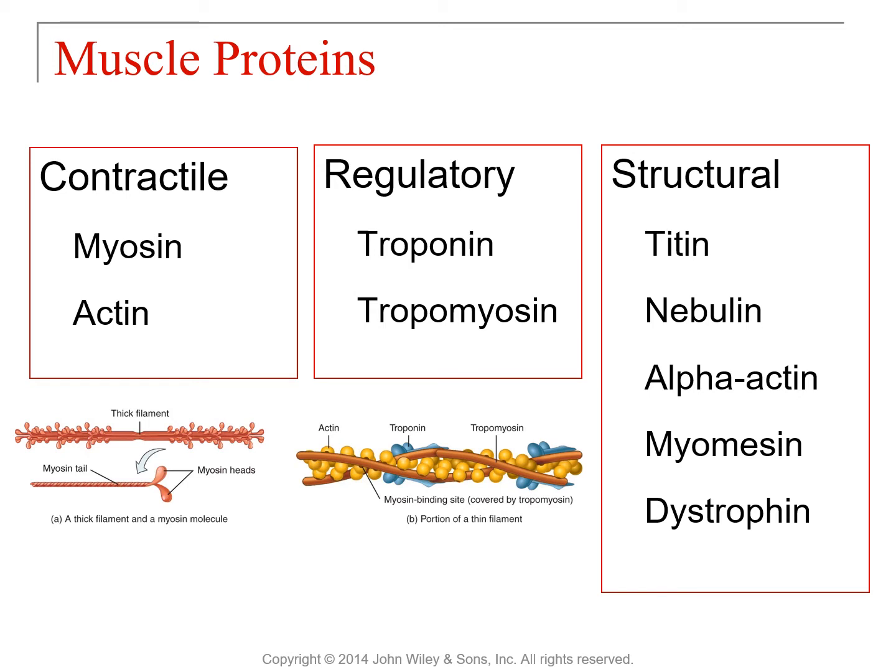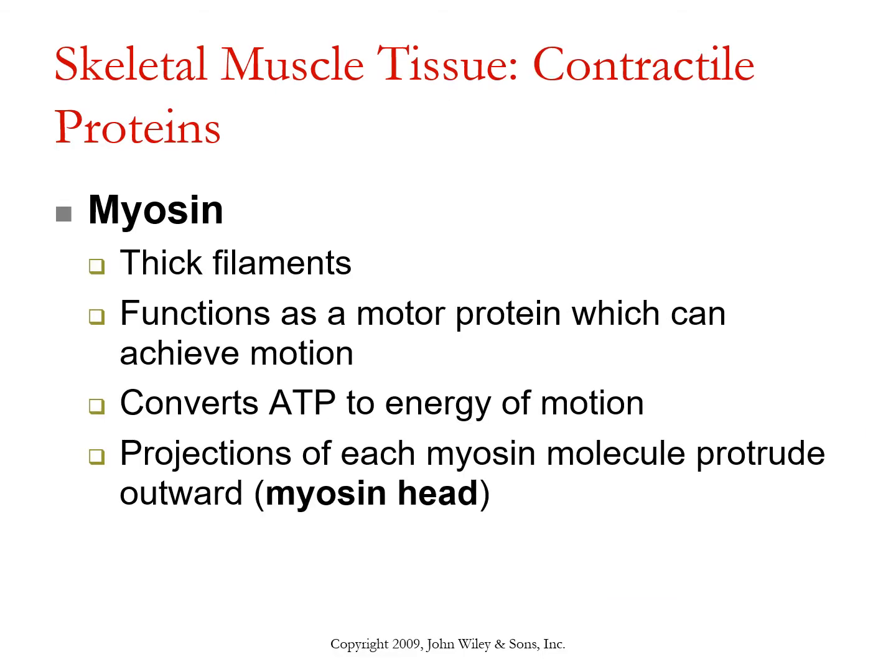And we have dystrophin. You might have heard of a genetic disease called muscular dystrophy. This is a defect in this dystrophin protein. This protein normally links the thin filaments of the sarcomere to proteins in the sarcolemma, and again helps to transmit the force of contraction to the sarcolemma. So let's meet these contractile proteins.